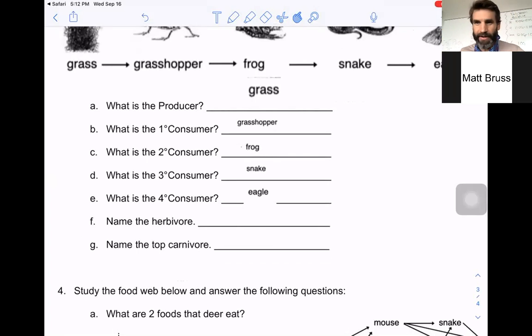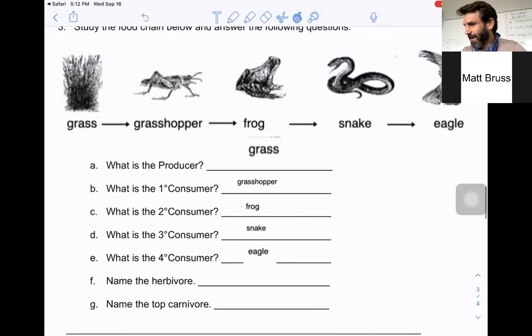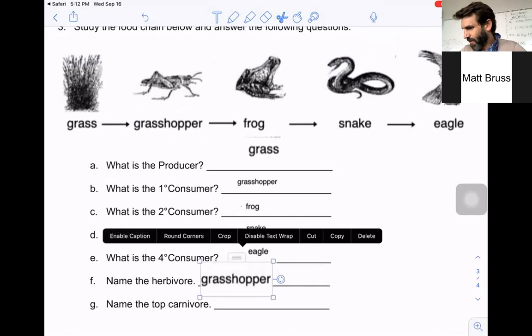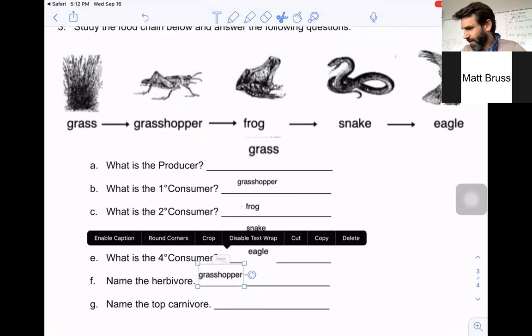So the herbivore is something that eats our autotrophs, eats our producers. It only eats plants. Some of us are trying to be more herbivores in our own life, maybe. So in our food chain here, our herbivore is the thing that only eats plants, and that is the grasshopper. So the grasshopper is our herbivore.